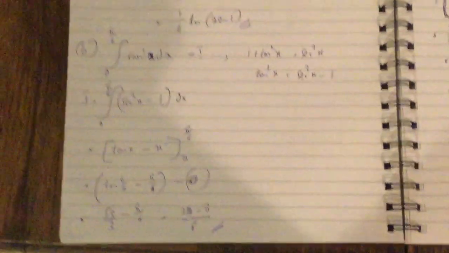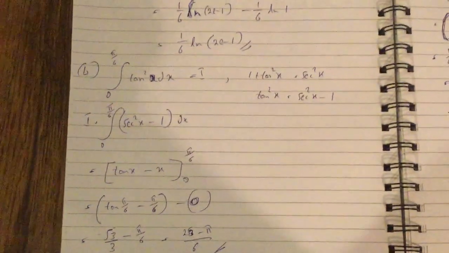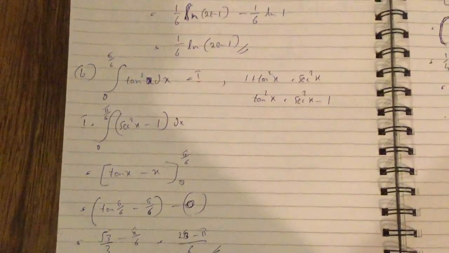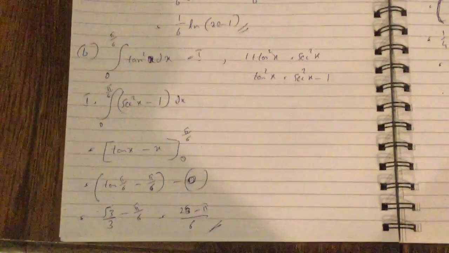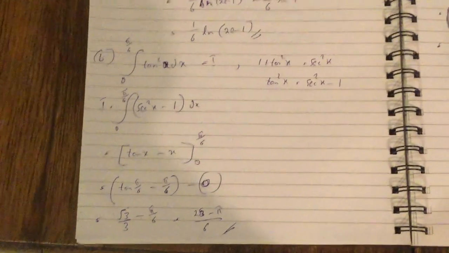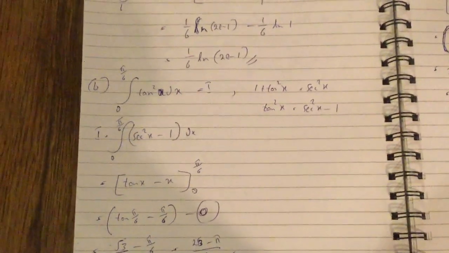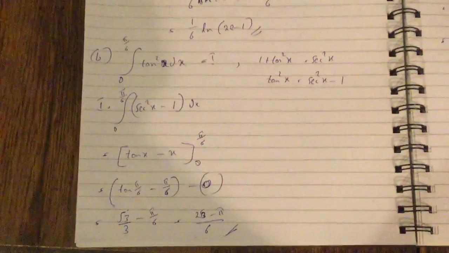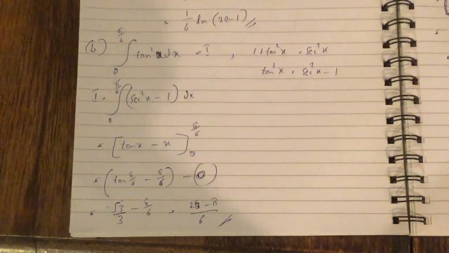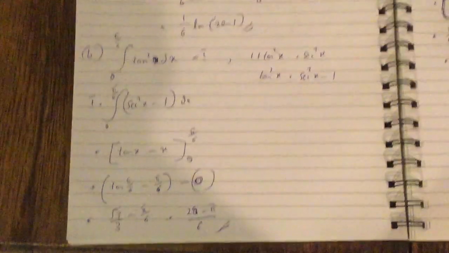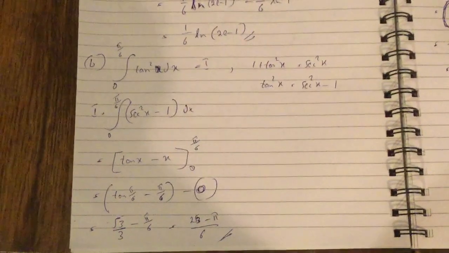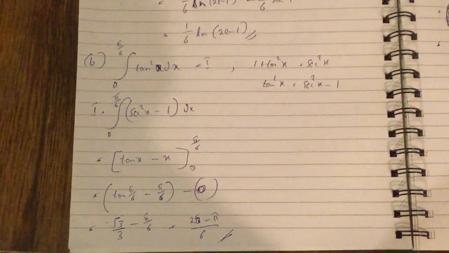And this integral, from 0 to pi over 6 of tan squared x dx, equals I. So I'm going to use the identity 1 plus tan squared x equals sec squared x, which gives tan squared x equals sec squared x minus 1. So if you substitute that, you can integrate quite easily, and as you see, you get the answer 2√3 minus pi over 6.